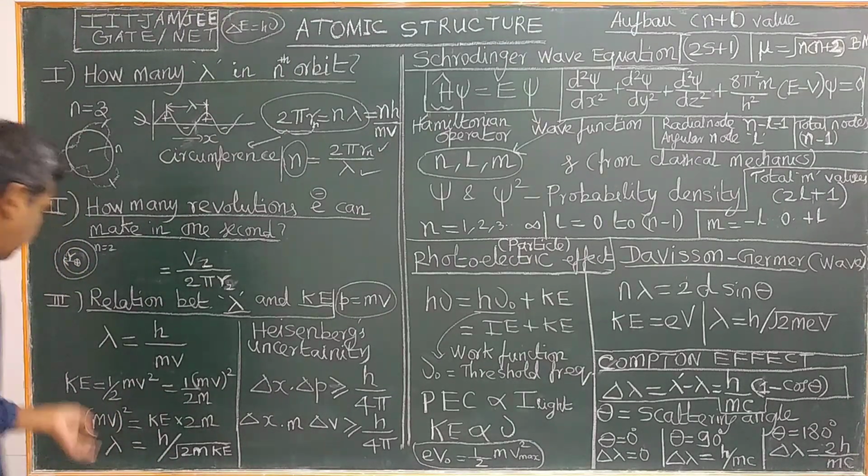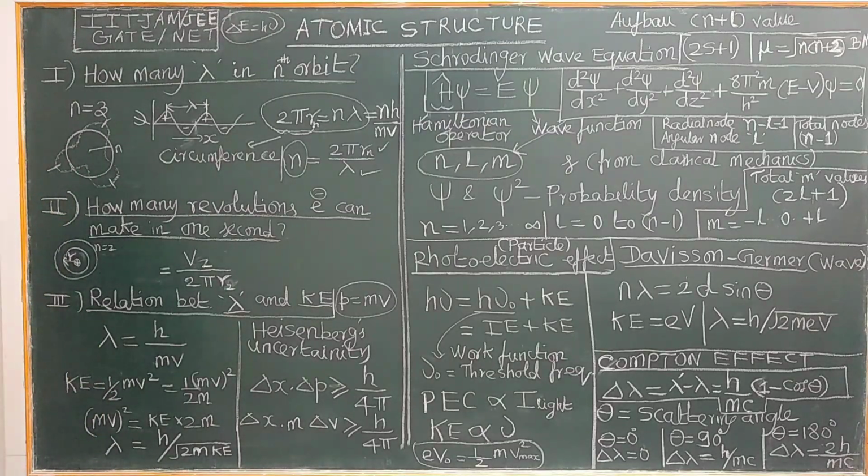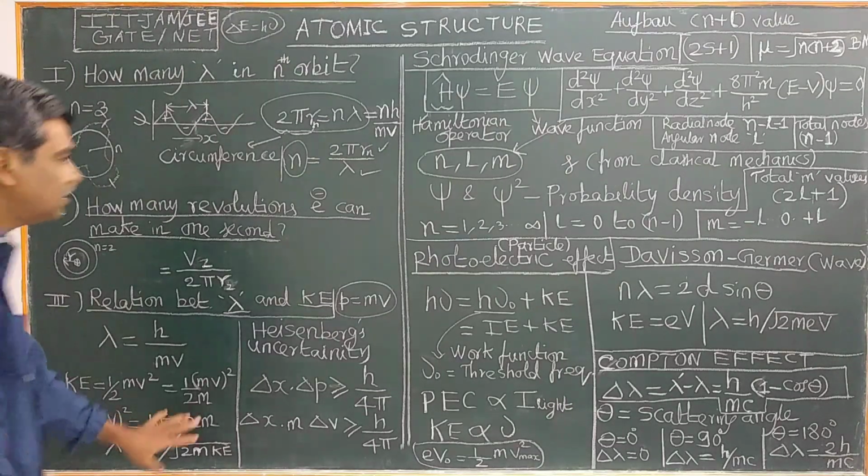You will be given lambda: what is the kinetic energy of the nth orbit? Or you will be given kinetic energy: calculate the wavelength of the electron in the nth orbit. Its kinetic energy is asked.